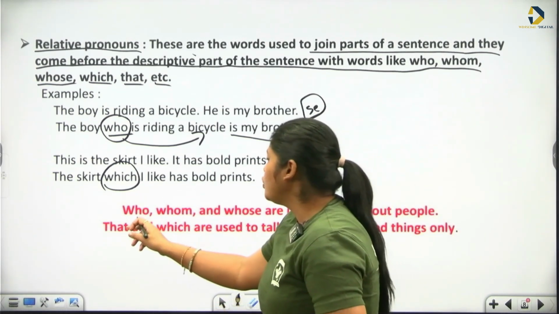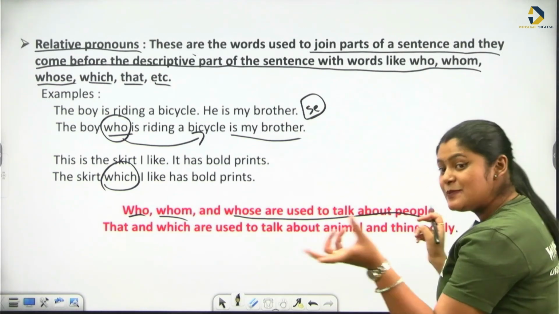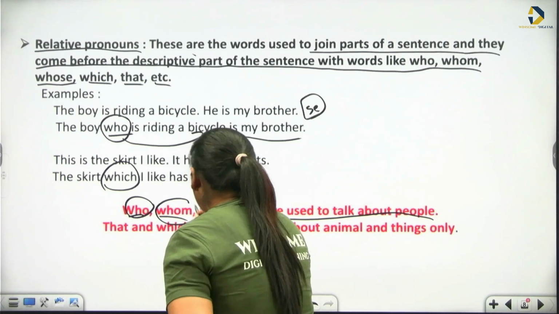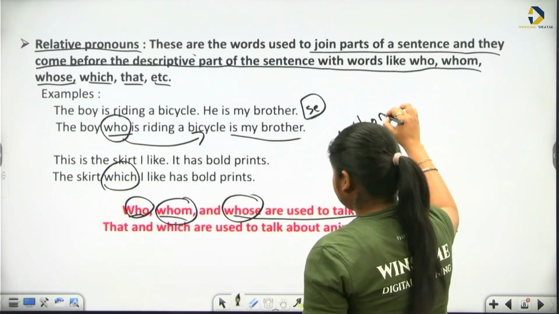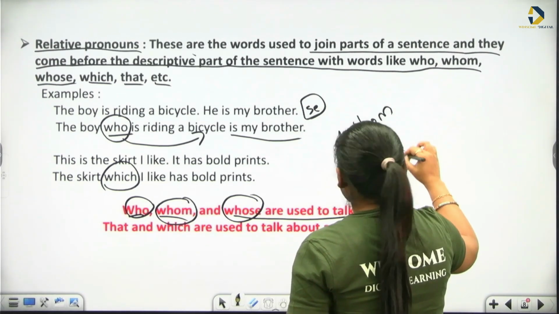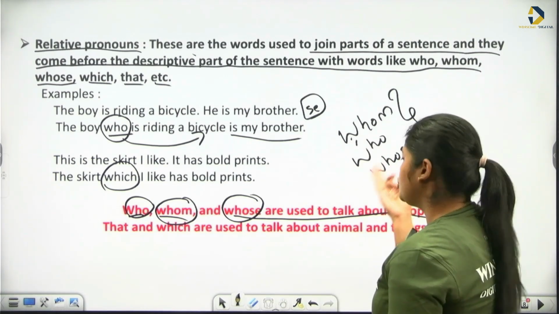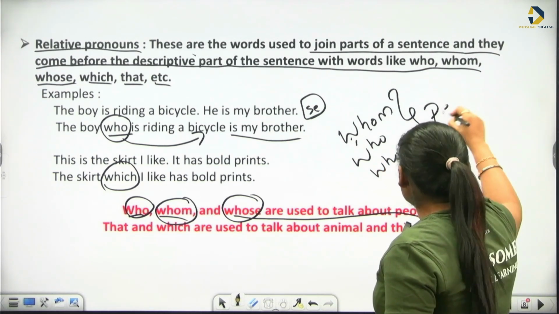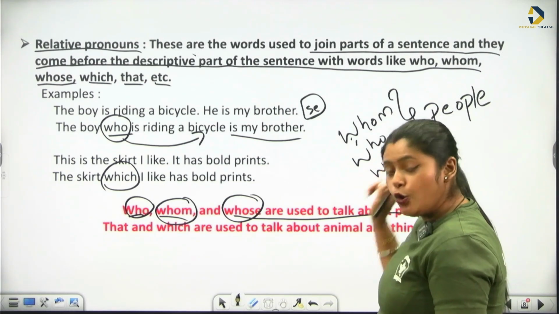Okay, now see, who, whom and whose are used to talk about people. Now हम specify करके दे आए. देखो, who, whom and whose. When we use these three W's, that means who, whom, whose, these are used to talk about people. जब हम किसी people के बारे में बात करते हैं, then we use who, whom and whose.